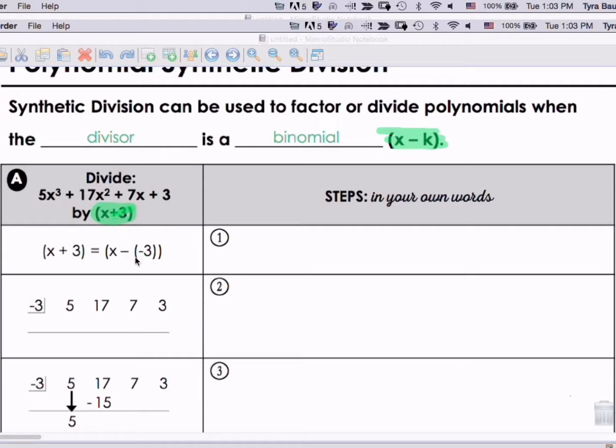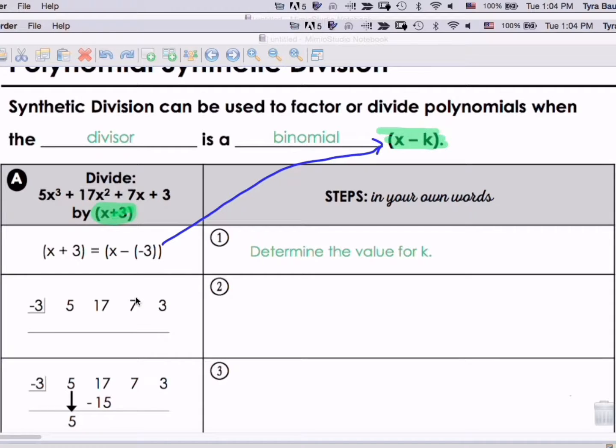Okay, so the first step, it looks like we had x plus 3, which is our divisor, and we rewrote it as x minus negative 3. Again, we're trying to get it into this form, so we can say that we're trying to determine the value for k. Okay, so we rewrote the divisor to determine the value for k. In this case, we're going to say it's negative 3.